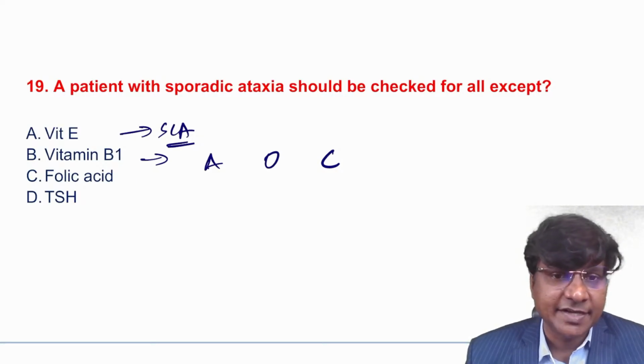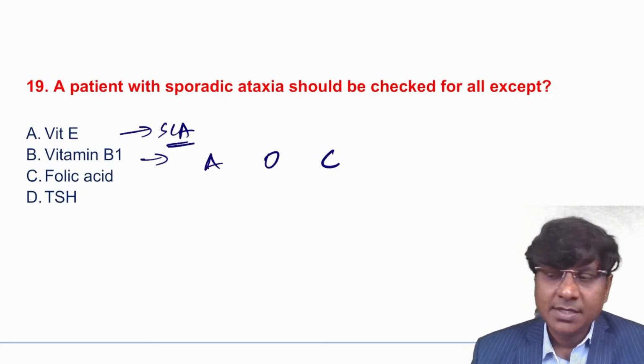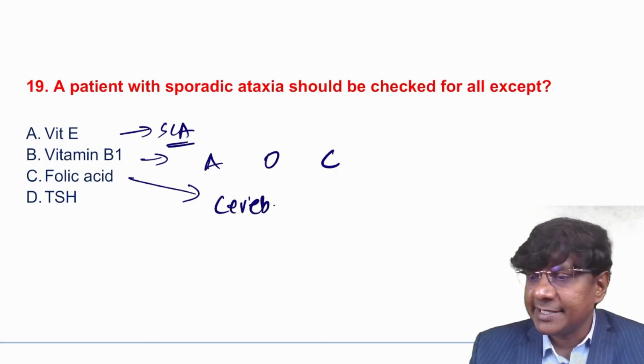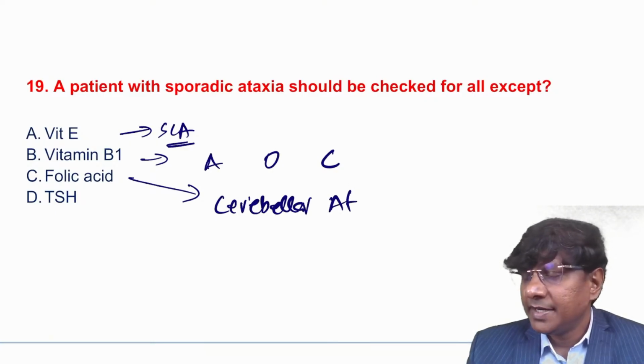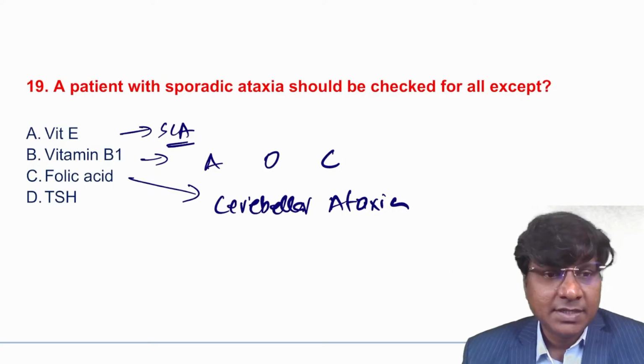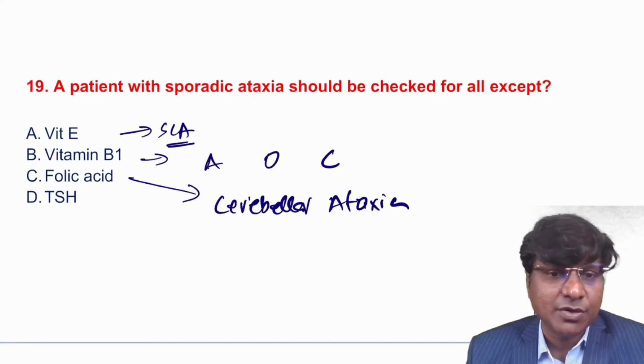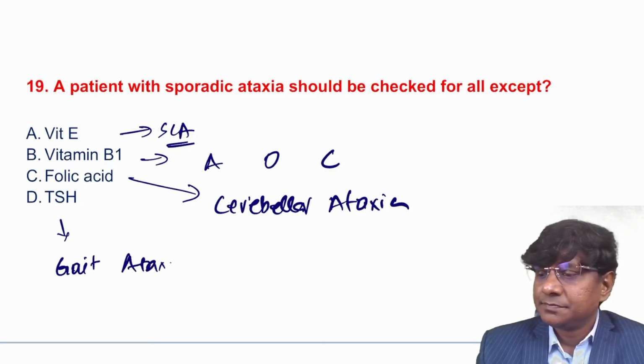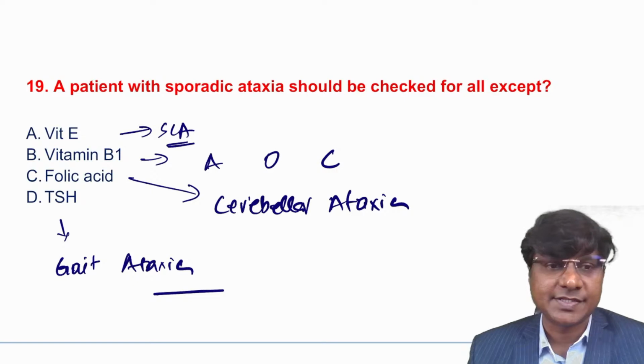And what about folic acid deficiency? Folic acid deficiency rarely causes neurological impairment; mostly it is hematological impairment, right? But folic acid deficiency can also be responsible for cerebellar ataxia, right? And take TSH, that is hypothyroidism, it's a reversible cause for gait ataxia, right?